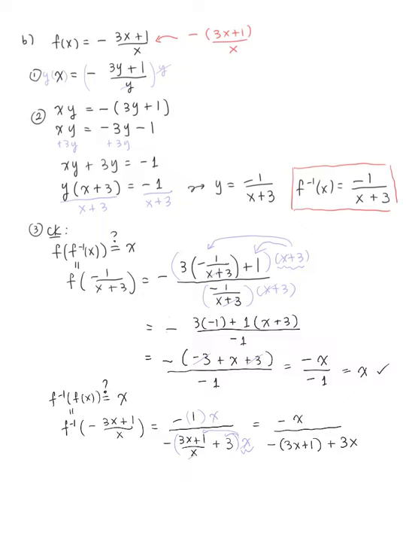All right, I'm trying to do this step by step, so hopefully you can follow me. So this is the same thing as negative x over, now I'm going to distribute the negative sign to get negative 3x minus 1, and then plus 3x. Kill the 3x's. Now what do we get? We have negative x over negative 1. So we're going to have a positive x back. Yes. So therefore, our f inverse is in fact negative 1 over x plus 3.